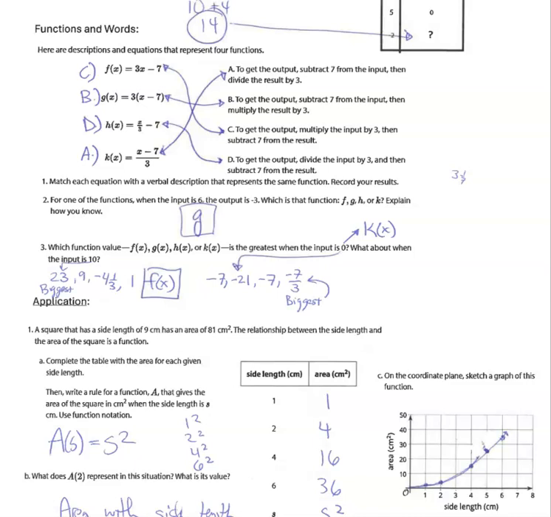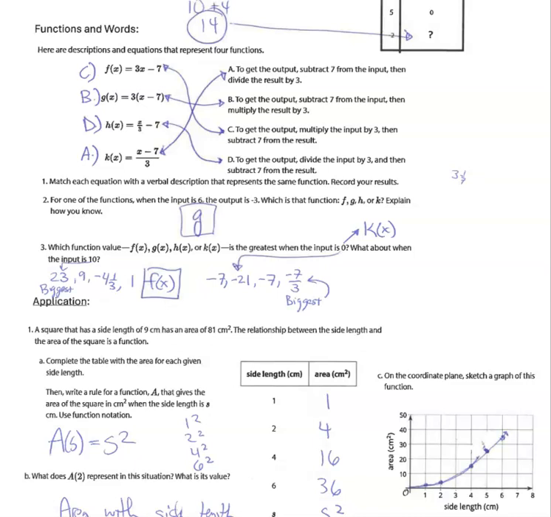Now, when you look at all these ones, they all have 3s and 7s in it, but the one that made sense, because an output is your f of x or your g of x or your k of x or whatever it is, and your input is going to be that x, it says subtract 7 from your input, so subtract 7 from x, and then divide by 3. That was true for the bottom function. So when we went through all these, the students were able to find that the top one matched up with C, the second one with B, the third one with D, and the last one with A. So those were the words that matched up with each one of these functions.